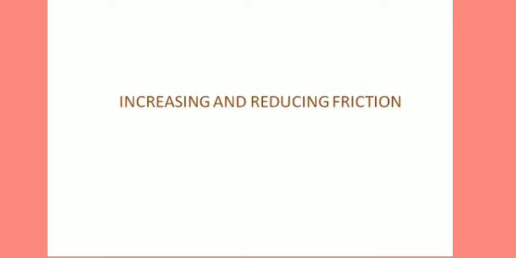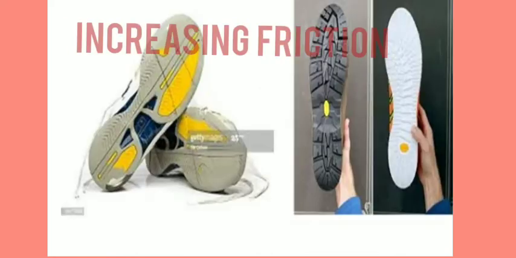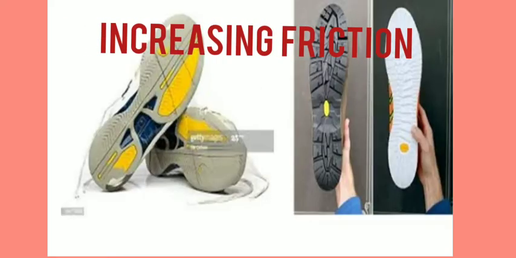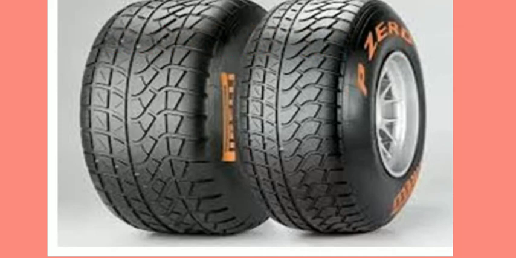So let's understand with the help of some examples about increasing friction. Have you ever thought why the sole of your shoe is grooved? It is done to provide the shoes a better grip on the floor so that you can move safely. Treaded tires. Now look at the structure of the tire. You can see that the surface is rough, and this rough surface helps it to move well on the road.